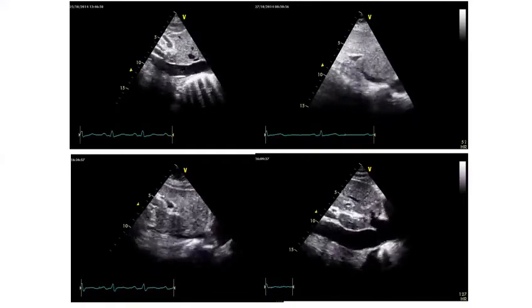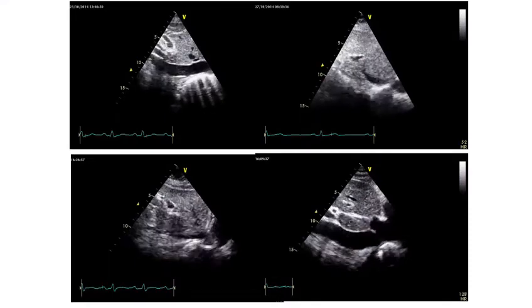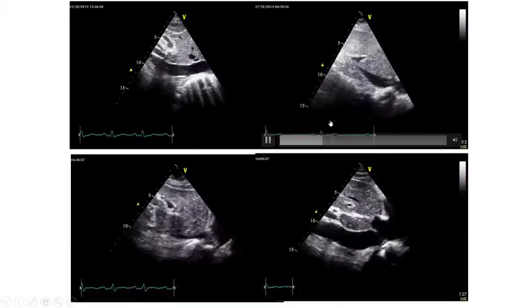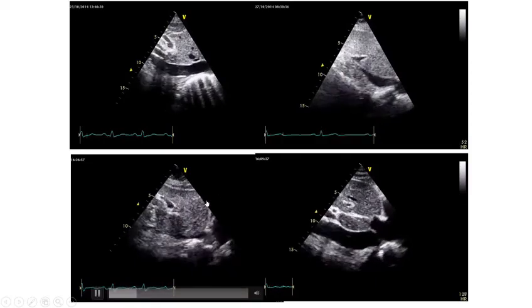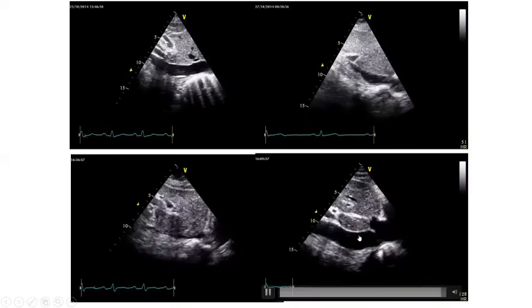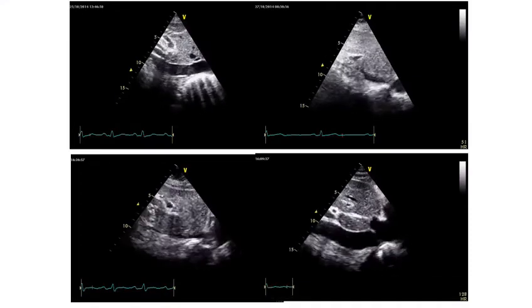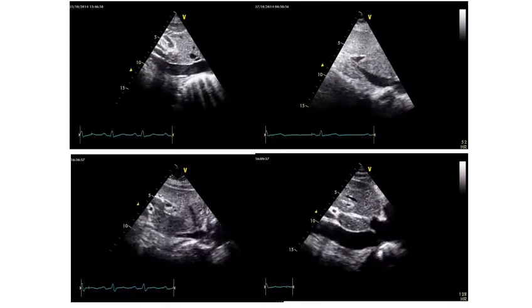So the right atrial pressure is more than 15. So here it is normal, maybe 5 to 10. In these two the IVC is collapsing, so it could be 0 to 3. And this is dilated with no respiratory collapse. So the right atrial pressure can be anywhere above 15 millimeters of mercury.